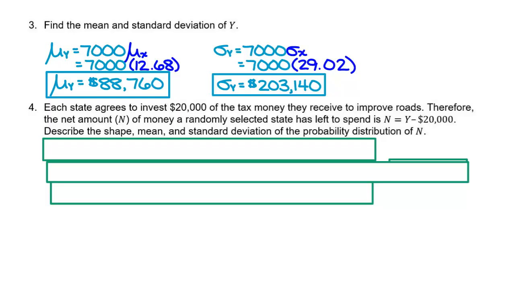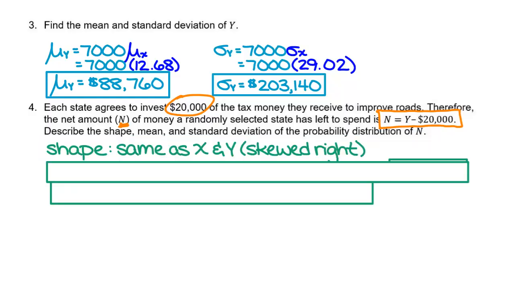Each state agrees to invest $20,000 of the tax money they receive to improve the roads. Therefore, the net amount, N, of money that a randomly selected state has left to spend is represented by this. My random variable, N, is equal to whatever y was, that's the amount of tax money they're going to get, minus 20,000. What would the shape of this new distribution look like? It's going to stay the same, exactly the same as before. It's still going to be skewed to the right.